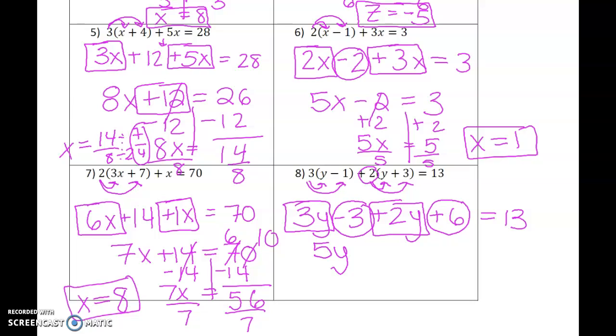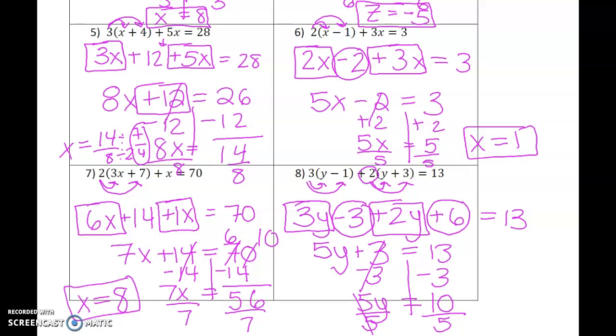Those are different signs. So I'm going to subtract 6 minus 3, that's, oh my gosh, 3. I'm going to keep the sign with the bigger number. 6 is way bigger than 3, so I'm going to stay positive. Equals 13. And now we know how to solve it from there. So I'm going to subtract 3 from not one side, but both sides, because whatever I do to one side, I got to do to the other. And I get 5y equals 13 minus 3 is 10. Boom. Now I'm going to divide by 5, not on one side, but on both sides.